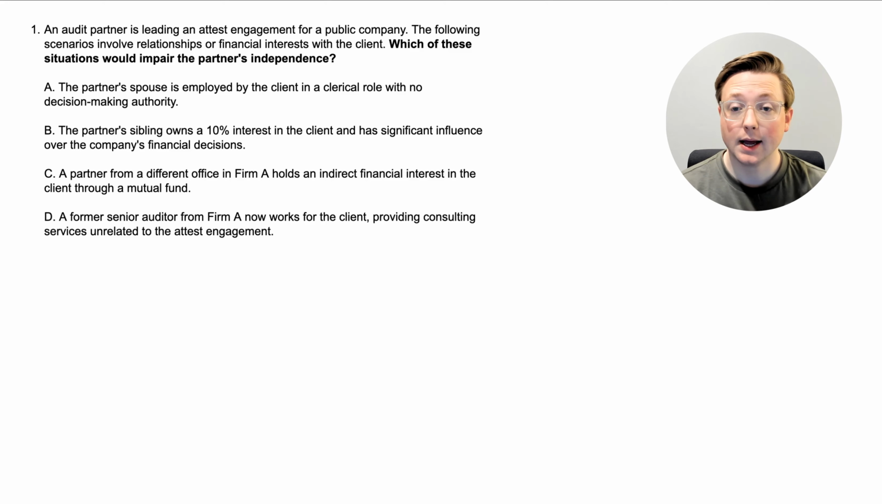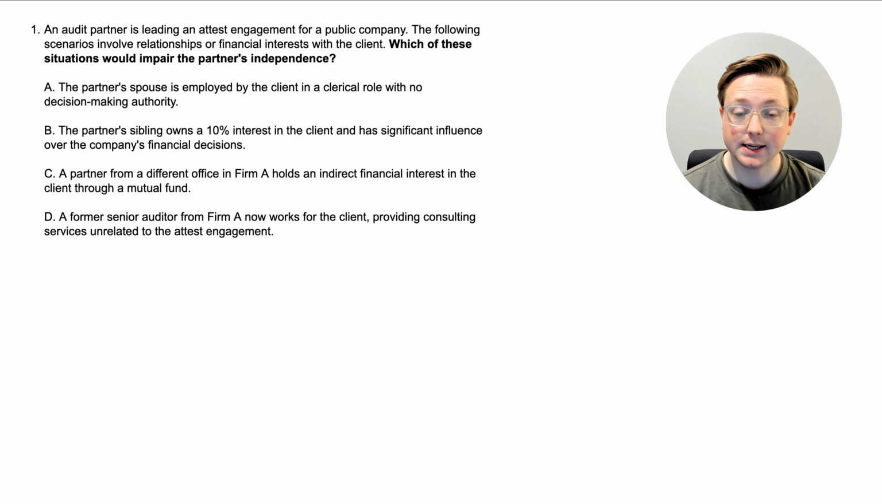So let's walk through this. Which of these situations would impair the partner's independence? Now again, just think about if that was on test day. You would immediately know you're dealing with independence when it comes to auditing. So that's something really important you want to know as you're reading through the rest of the question, which may not be this short. Maybe you have a whole paragraph you have to read through. And again, knowing that it's about independence will be really helpful. Anyway, so we know it's about impairing independence. So let's go up to the top.